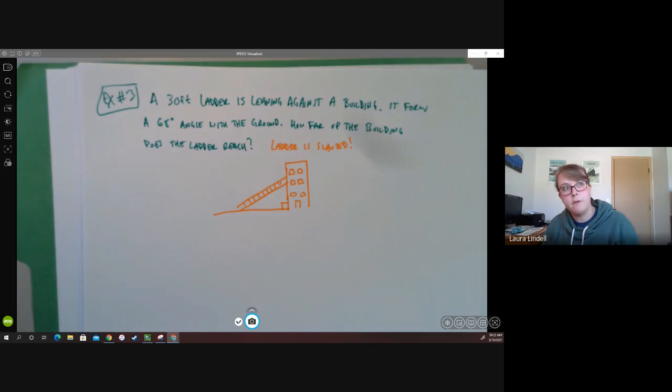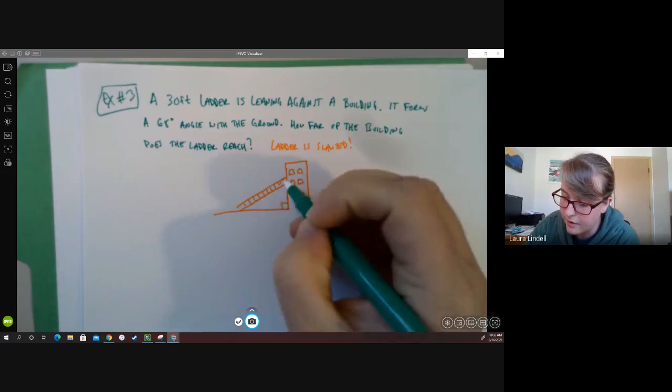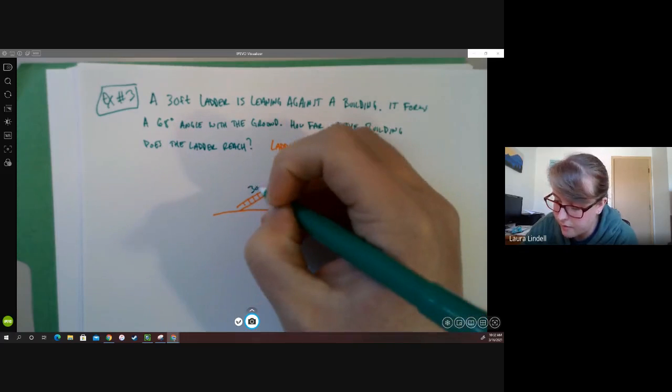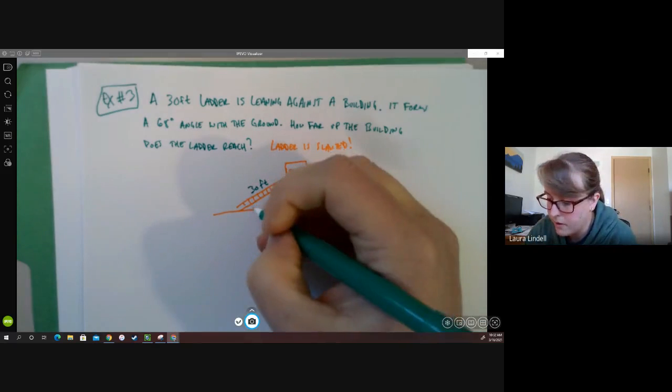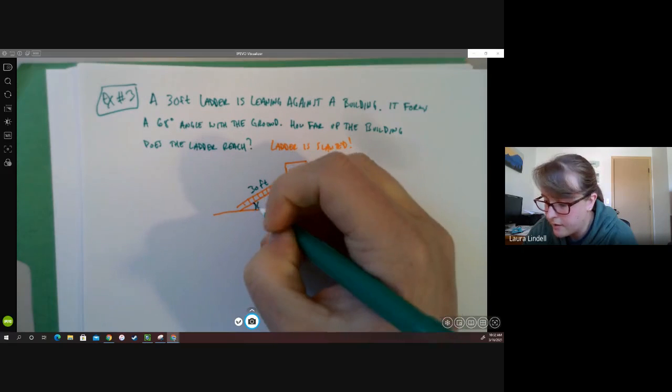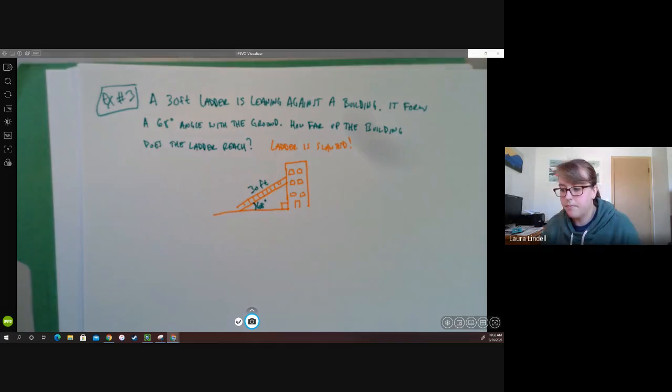So we have a 30-foot ladder leaning against the building. So 30 feet represents the length of the ladder. We need to make sure that we label the ladder side as 30 feet because we have a 30-foot long ladder. It makes a 68-degree angle with the ground. So the ladder and the ground would be these two sides. They make a 68-degree angle.